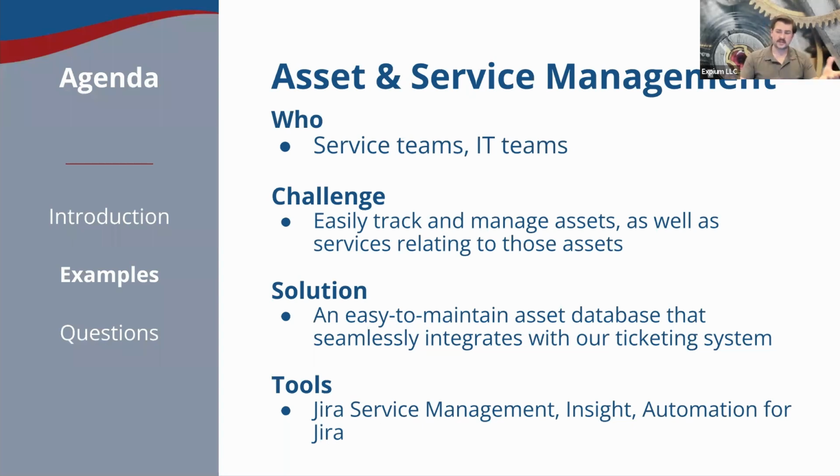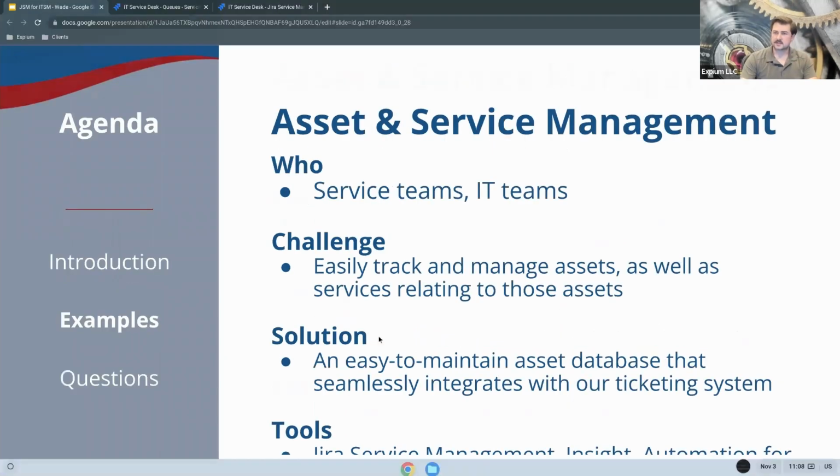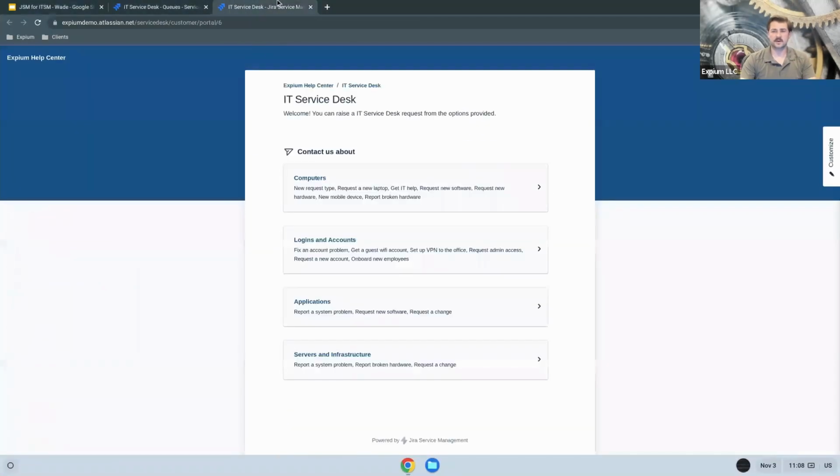And the solution really is two separate tools, or three: Jira Service Management, Insight, which is now called Assets, and automation for Jira. So we can integrate our assets database into our Jira Service Management ticketing system. I'm going to go ahead and switch screens here, and we're going to dive into that.